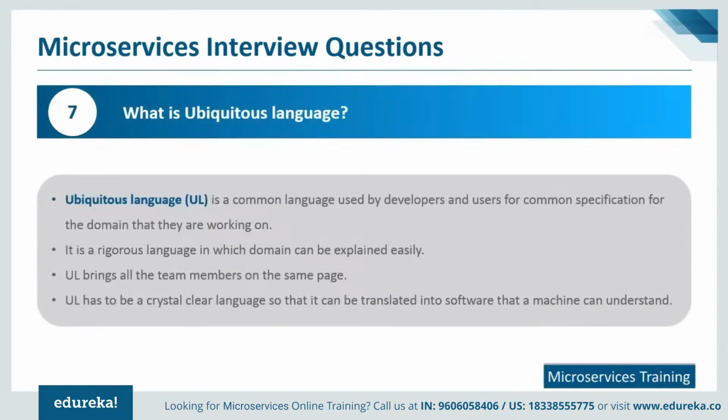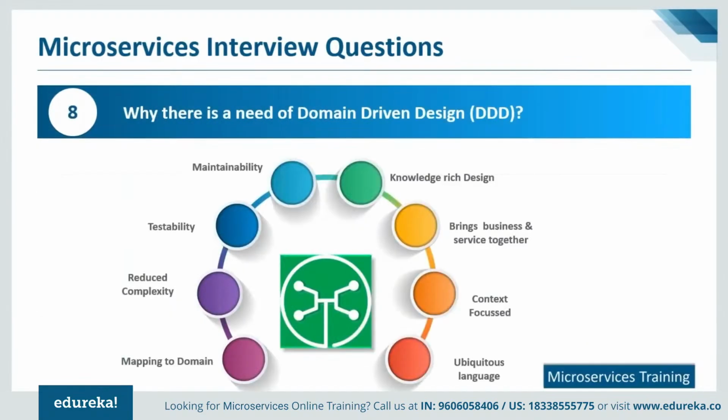What is a ubiquitous language? We just discussed that. So why is there a need for domain-driven design? Yes, there are quite a few reasons actually. Firstly, we need to understand that here the focus is on a particular domain. So if you take a look at the last point on the left bottom side of the slide, you'd understand that it is mapping to a domain. That means we are mapping our architecture to a particular domain. That means we are focusing on that particular domain.